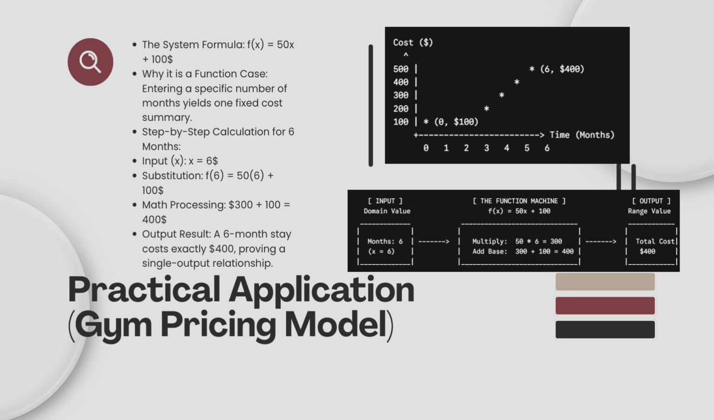If you look at the growth graph below the flowchart, you can see how this looks visually. The line starts at $100 on day 0 and climbs perfectly straight. When you look at month 6 on the bottom axis, it matches up with exactly 1 point on the line, $400. There is no second price option, no surprise fees, and no confusion. A single input gives us a single output, proving this real-world model is a perfect function case.